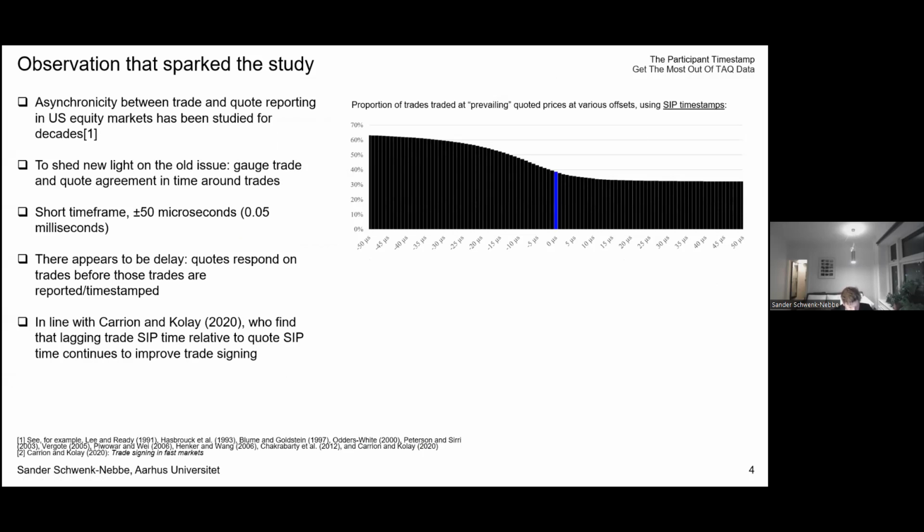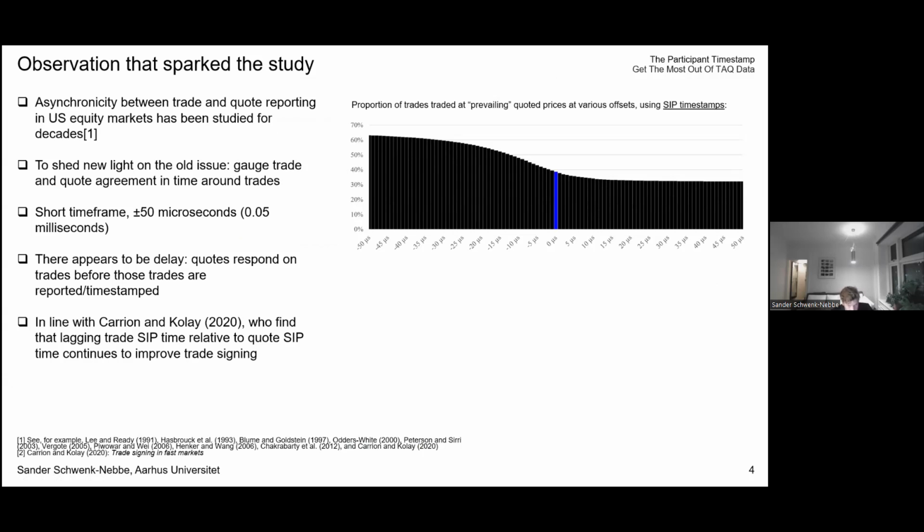I use a very simple methodology here. I gauge the proportion of trades that are traded at the prevailing bid or ask price. So the number of trades whose traded price equals the bid or ask of their prevailing quote over the total number of trades. So this proportion I report on the y-axis.